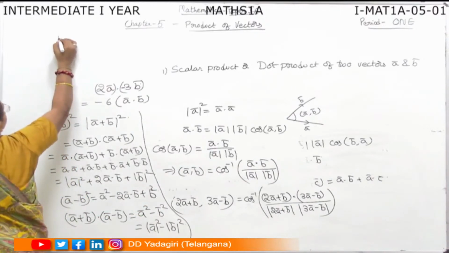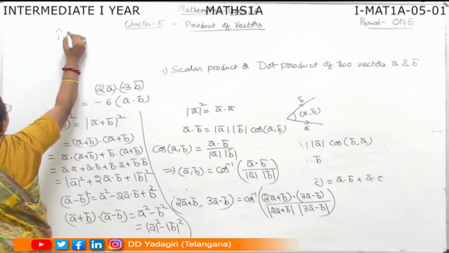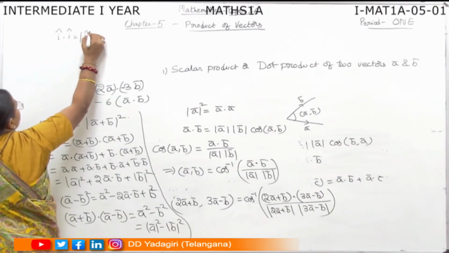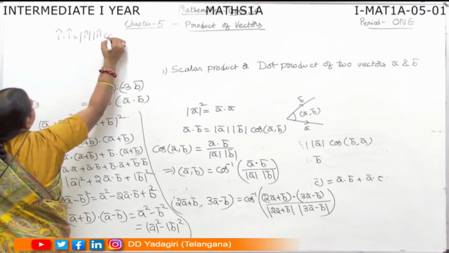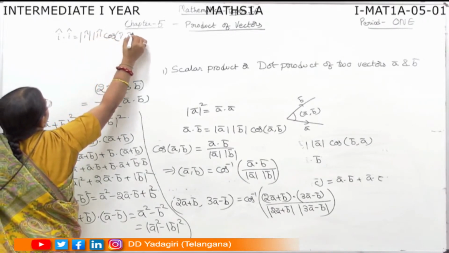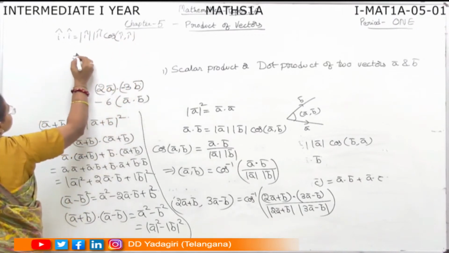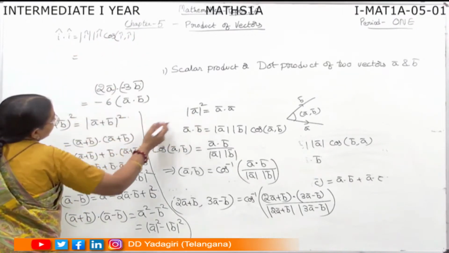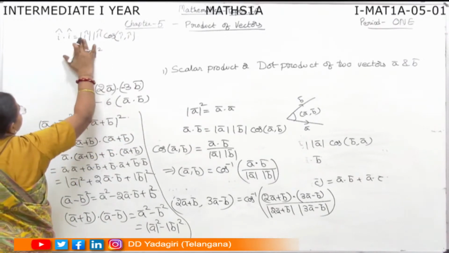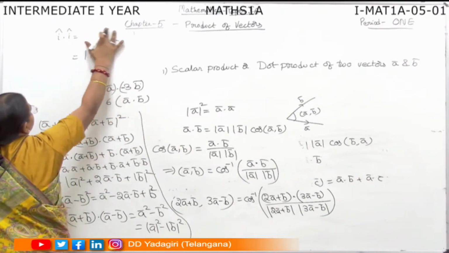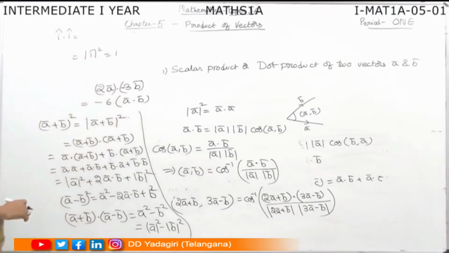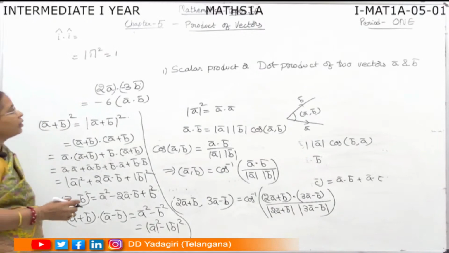Now we have these unit vectors i and j. So what is i dot i? According to the definition, it is mod i into mod i into cos of angle between i and i, or else it is mod i square. Both are same, no? So a square is a dot a. So it is mod i square. So what is mod i square? Modulus of i is 1. So it is 1. So i dot i is 1, j dot j is 1, k dot k is also 1.